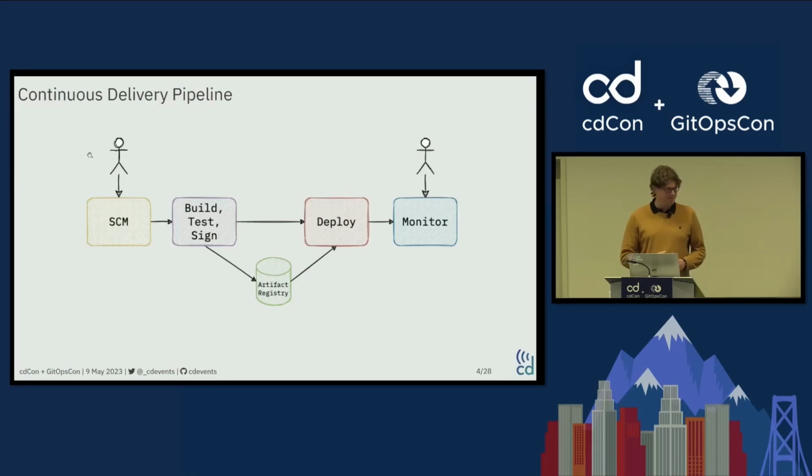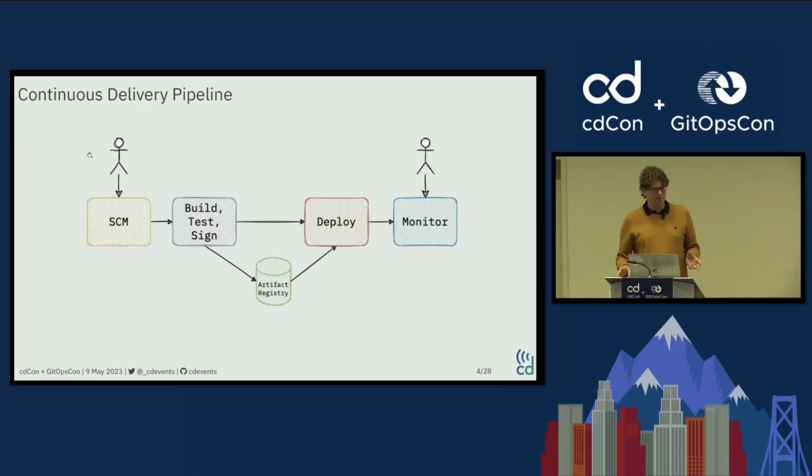To introduce CDEvents, let's start with a pretty standard continuous delivery pipeline. You start with an SCM, like GitLab or GitHub, where you have your code, and then you go through build, test, signing, you produce some artifact that is stored in an artifact registry, and then you have some deployment phase that finally goes into production where monitoring kicks off.